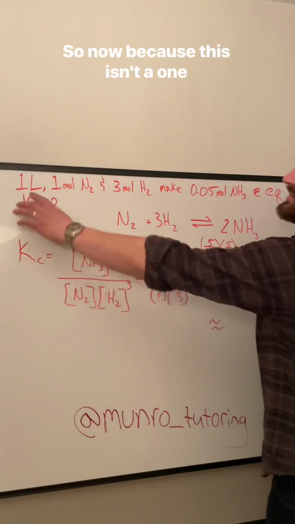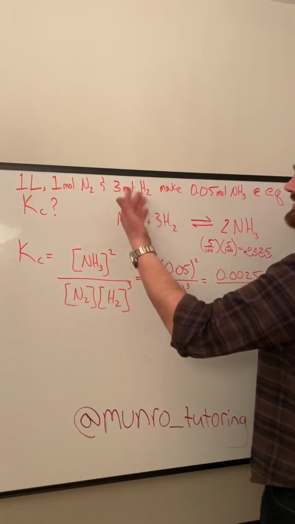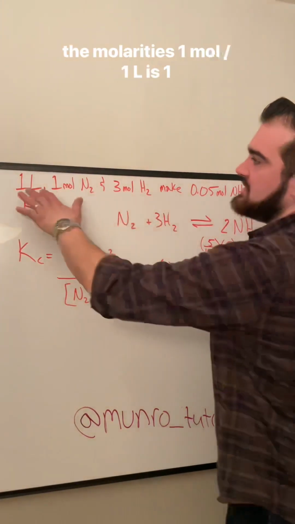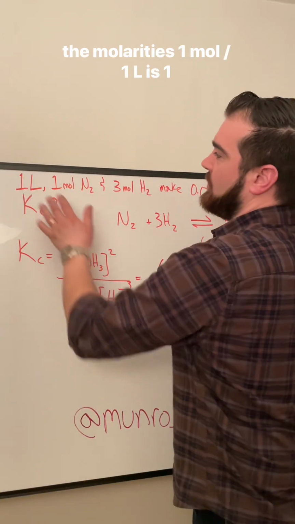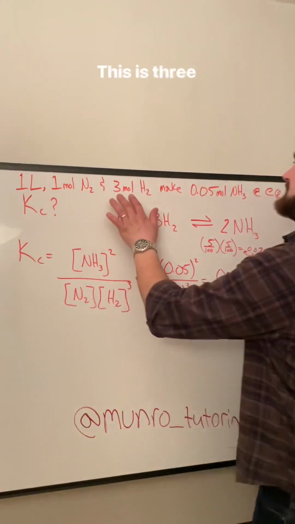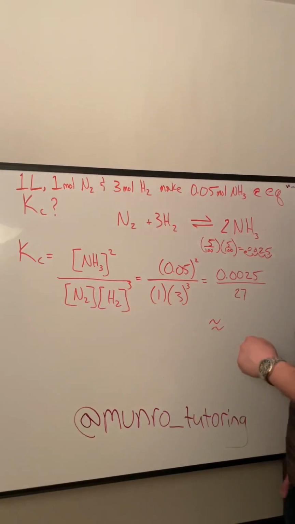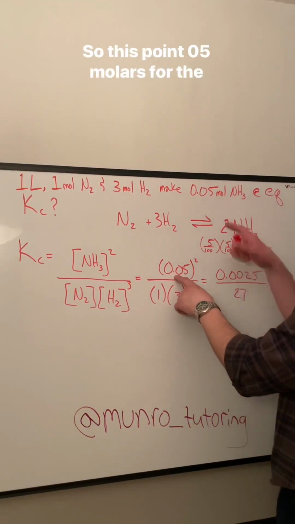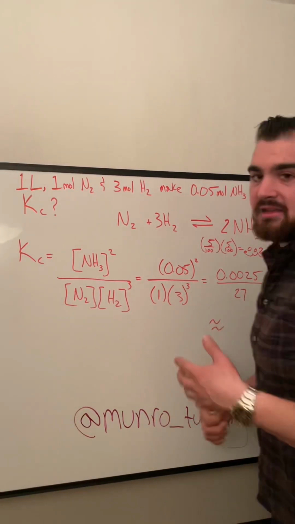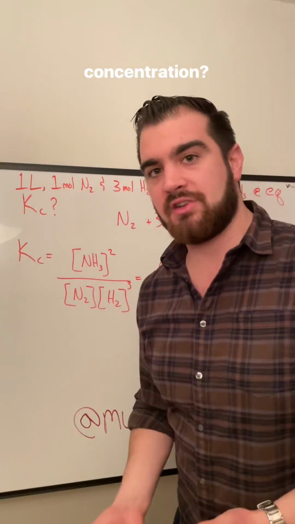So now, because this is a 1 liter vessel, the mole values are the same as the molarities. 1 mole divided by 1 liter is 1 molar. This is 3 molar, it's 0.05 molar. So this 0.05 molar for the ammonia is its equilibrium concentration.